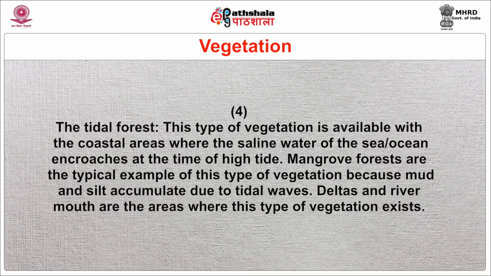The fourth type is tidal forest. This type of vegetation is available in the coastal areas where the saline water of the sea or the ocean encroaches at the time of high tide. Mangrove forests are the typical example of this type of vegetation because mud and silt accumulate due to the tidal waves. Deltas and river mouths are the areas where this type of vegetation exists.